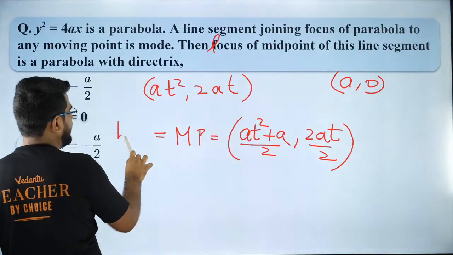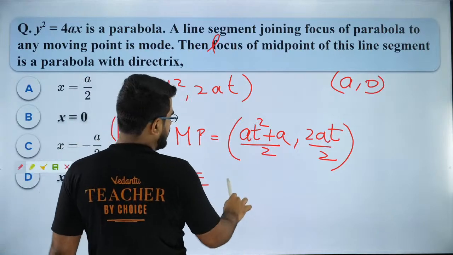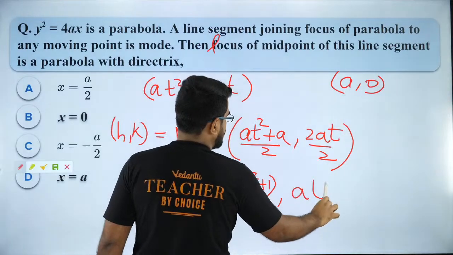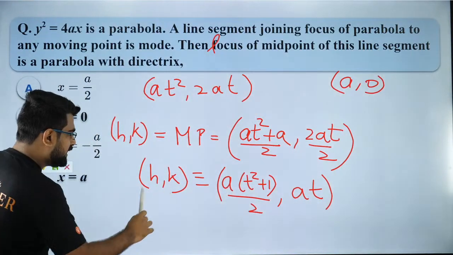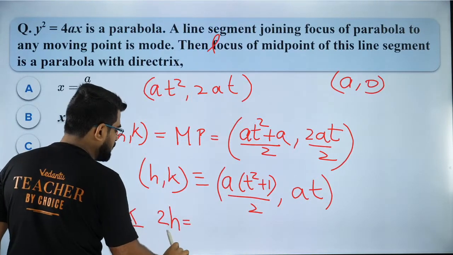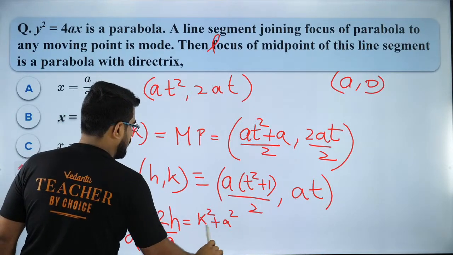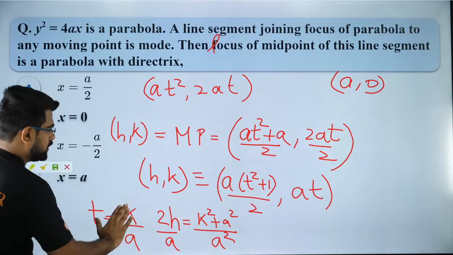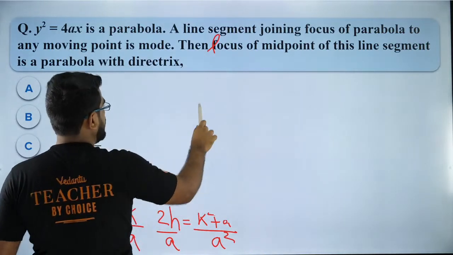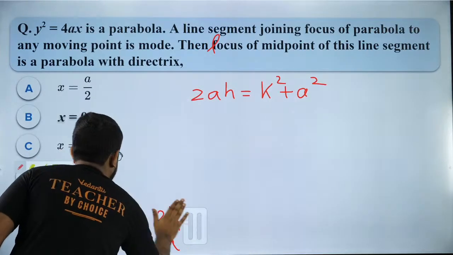So this locus we need to find, which is (h, k). So can I say (h, k), my dear students, is nothing but (a into (t square plus 1) by 2, at). So guys, what will be my t? My t will be k by a. So I can write 2h by a is equal to t square plus 1, which is k square plus a square by a square. So that is my locus. Let's find it out. So what is my locus, my dear students? It is nothing but 2ah is equal to k square plus a square. That is my locus. I finished it off.